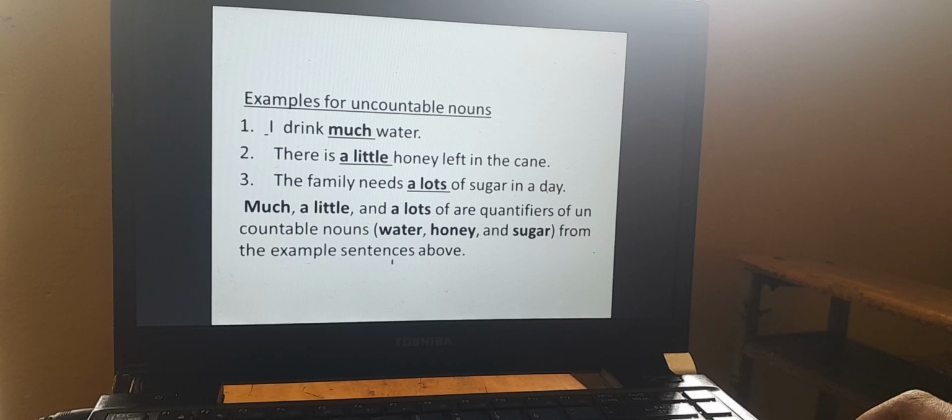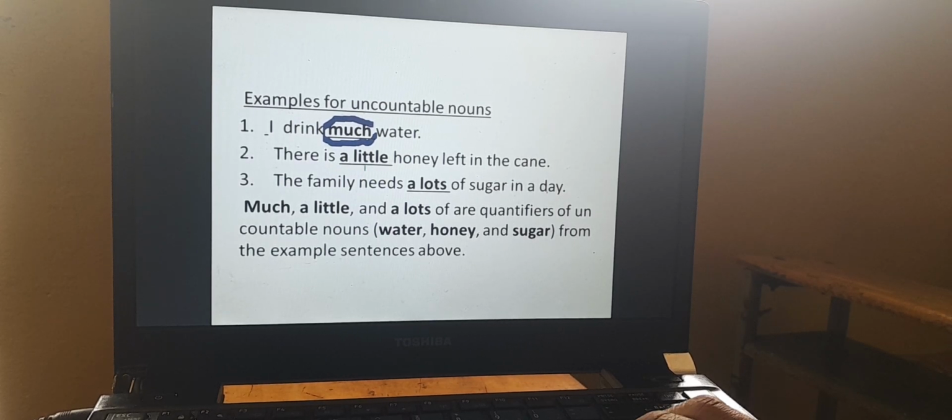Now let us proceed to the next examples, for uncountable nouns. Uncountable nouns are nouns that cannot be counted. This can be expressed in English by using words like much and little, as we have said earlier. Let us see examples related to uncountable nouns. I drink much water. Water is an uncountable noun, so this can be expressed by using the quantifier much.